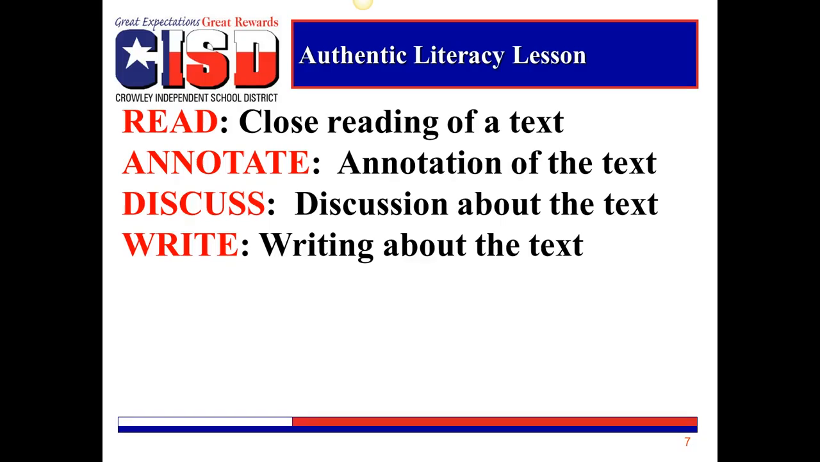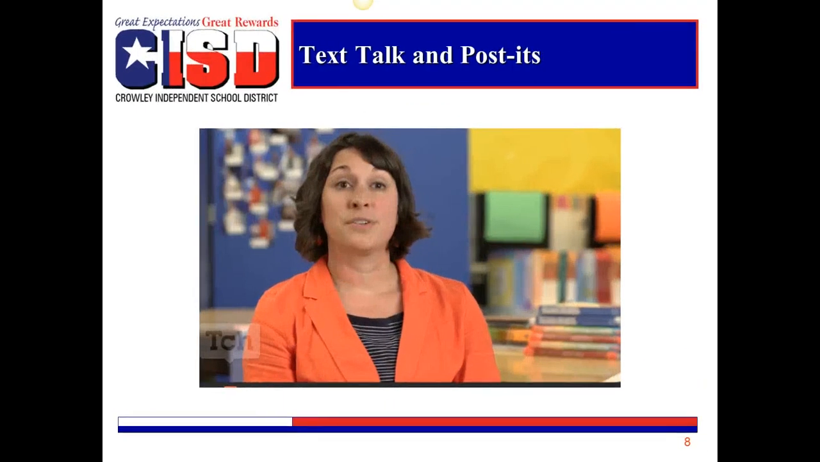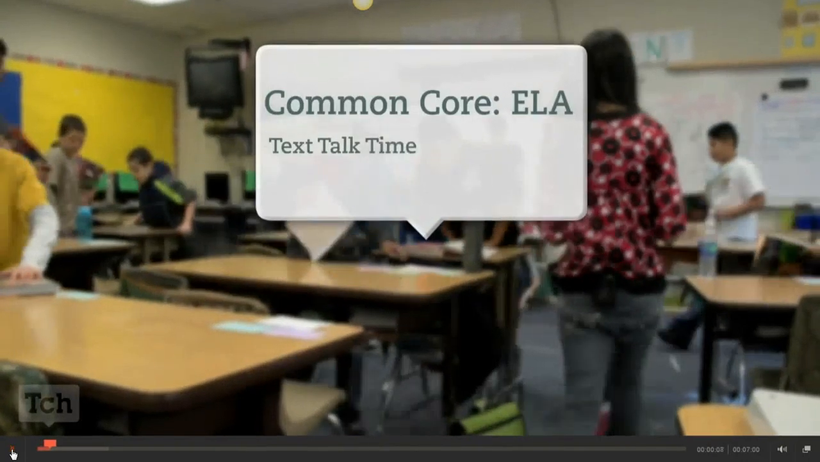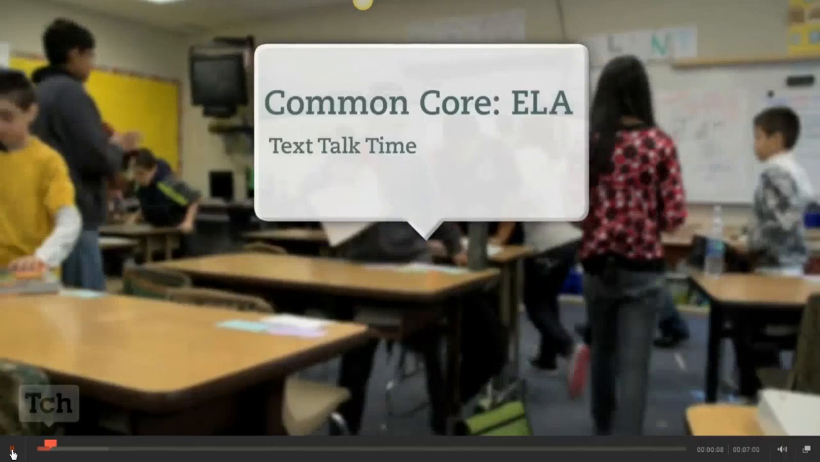It is a best practice to have students read a text closely, annotate the text as they read, and provide opportunities for students to have rich discussion about the text and to write about the text. Let's see an authentic literacy lesson in action. Though the video does show Common Core ELAR standards, the strategies used are very closely aligned to our Texas Essential Knowledge and Skill Statements.